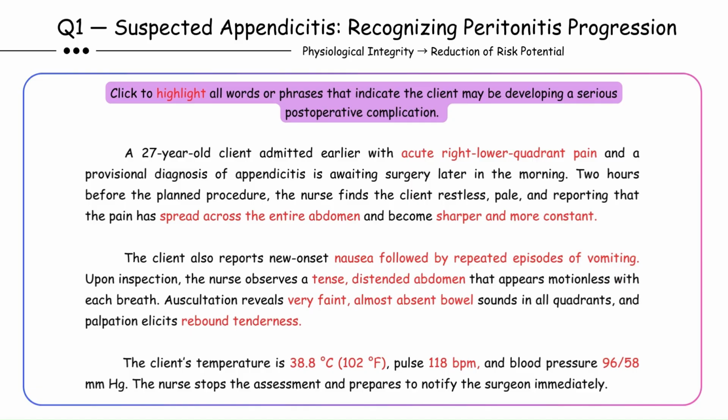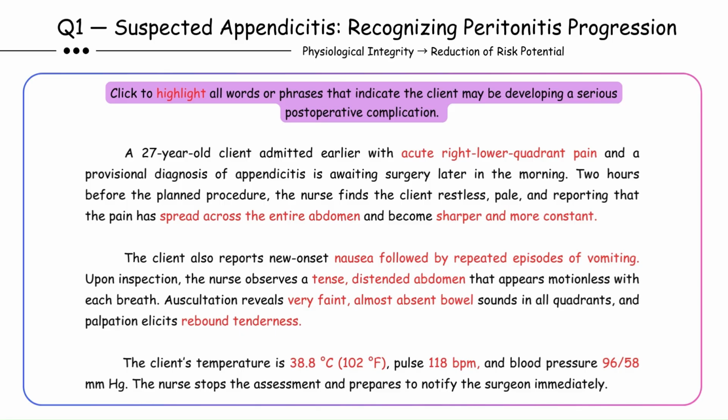On inspection, the nurse notices a tense, distended abdomen that appears motionless with each breath. Bowel sounds are faint or absent in all quadrants. On gentle palpation, rebound tenderness is present. Vital signs show a temperature of 38.8 degrees Celsius, a pulse of 118, and a blood pressure of 96/58. The nurse stops the assessment and immediately prepares to notify the surgeon.